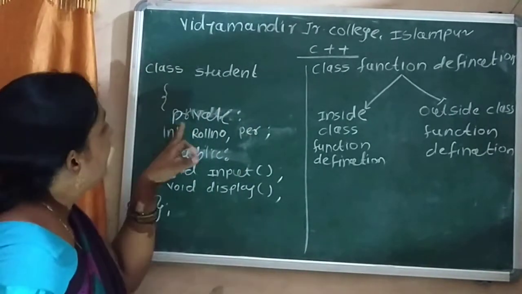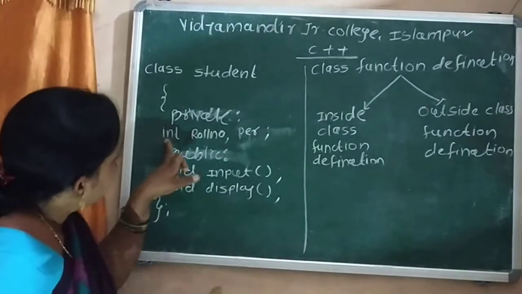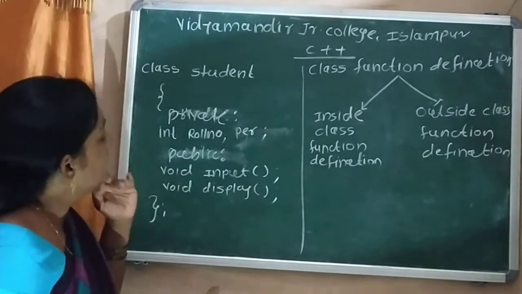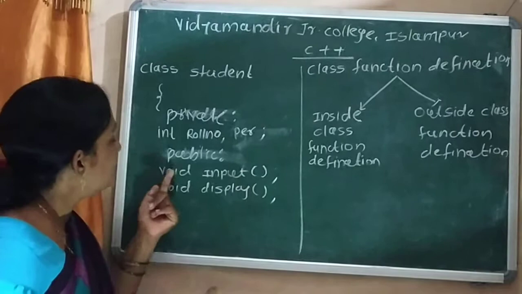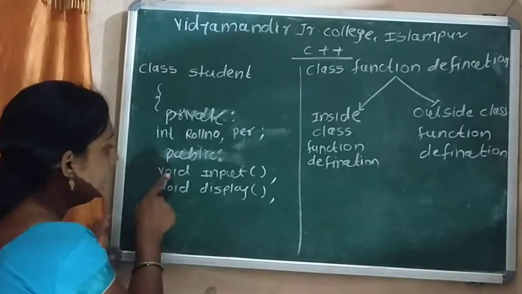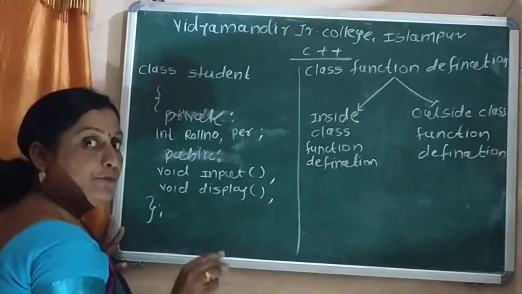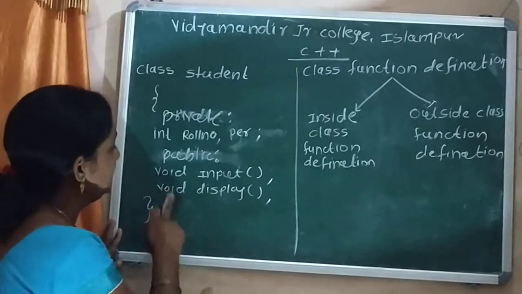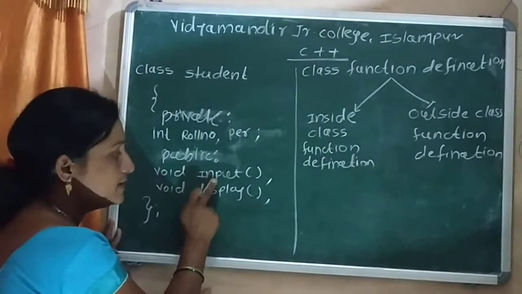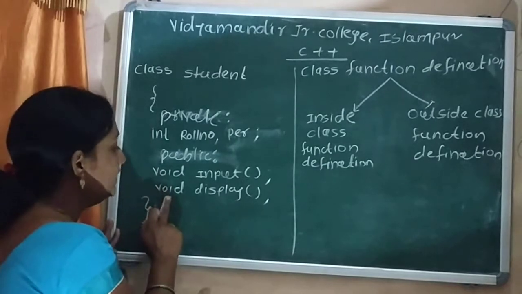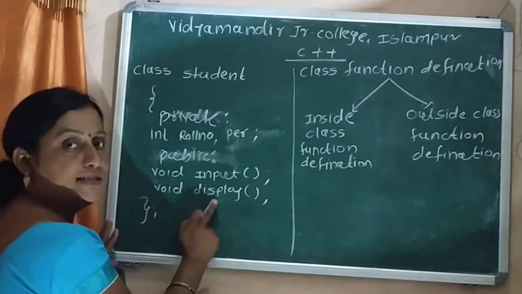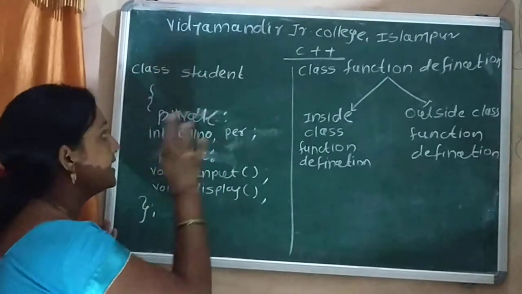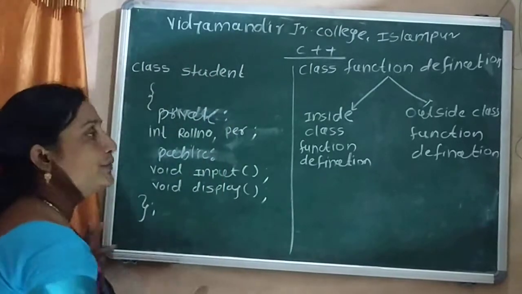Next, here I can also write variables and functions in the private section. In the same way I can also declare other variables and functions in the public section. Here void is a data type. We discussed that this is a basic data type in C++. Void is a data type, input is the name of a function, and another void data type, display, is the name of a function. These two functions I can declare in this class. Okay, that is the declaration of the class.